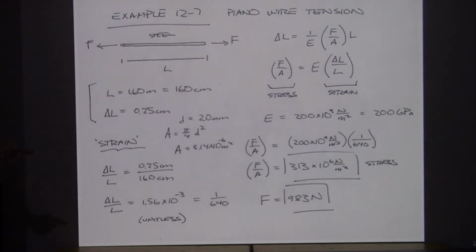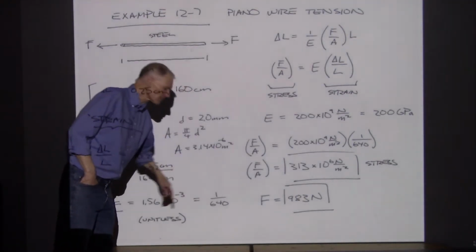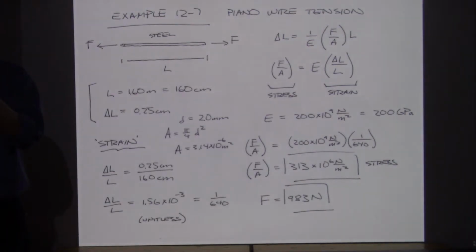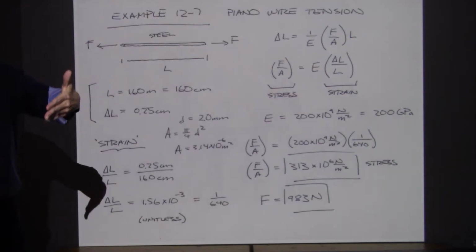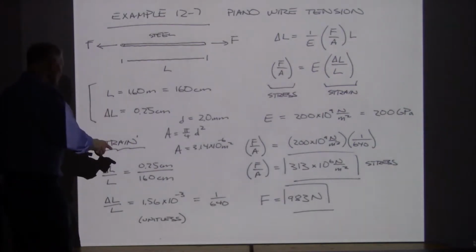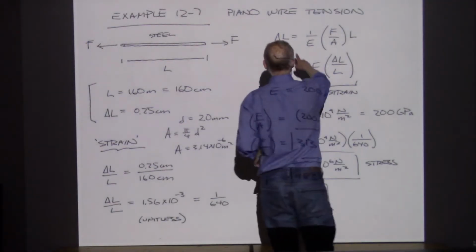I always like to take inverses, I don't know why, but this would be 1 part in 640. So I'm getting 1 part elongation for 640 pieces of length. If I divided the length up into 640 pieces, I'm getting enough elongation to add 1 more of those pieces on. And the strains are going to be unitless.